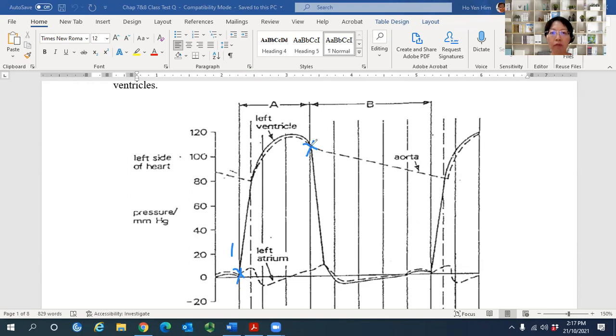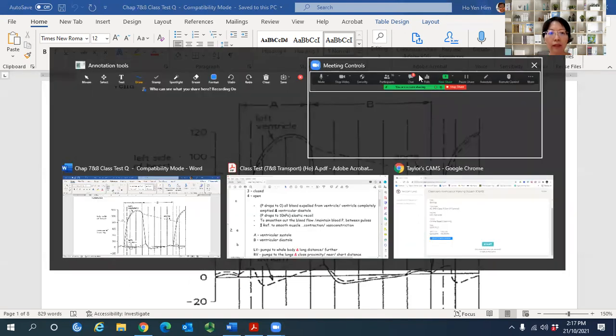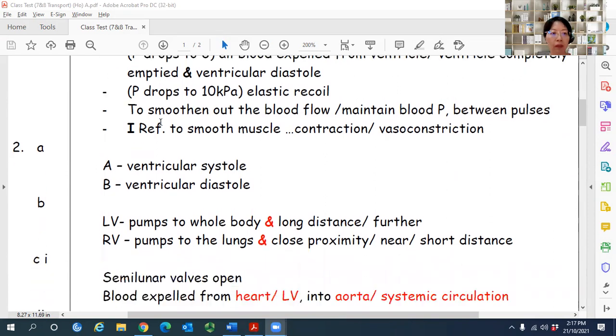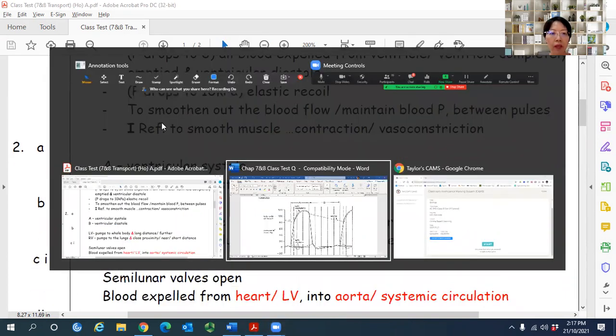B, starting from here when the ventricle relaxes all the way until the next ventricular systole. So B is ventricular diastole. Check that the spelling must be correct to score. If the spelling is wrong, cannot give mark. So check that systole and diastole are both spelled correctly to score. Whenever you're asked to name, when the spelling is wrong, there'll be no mark.